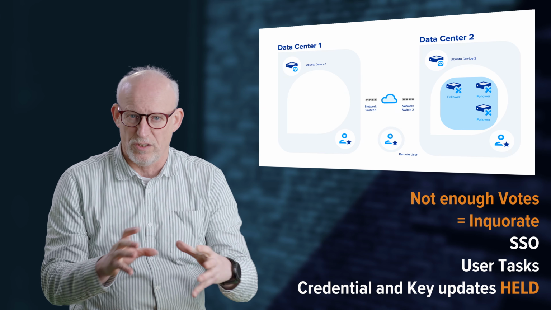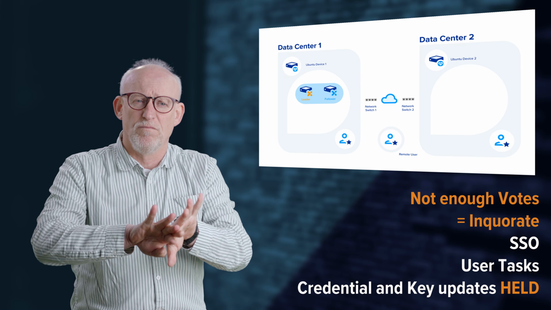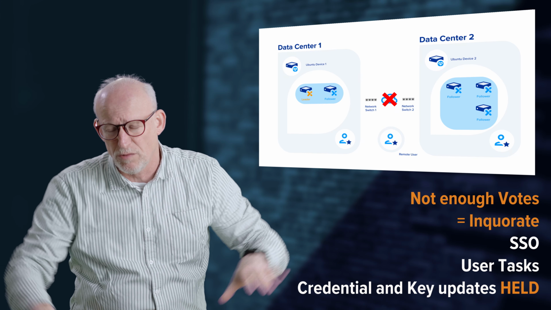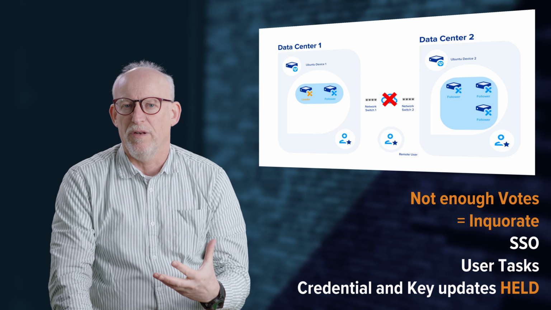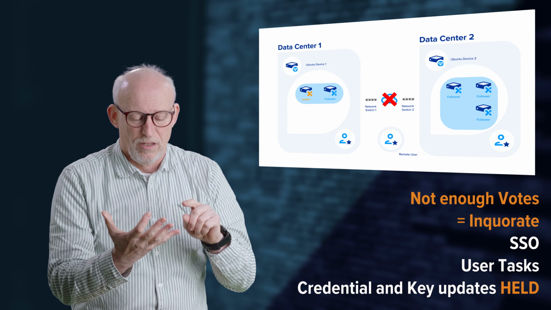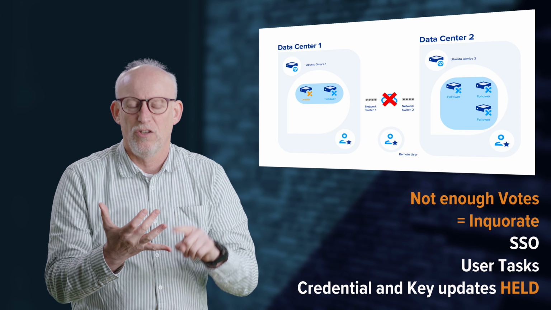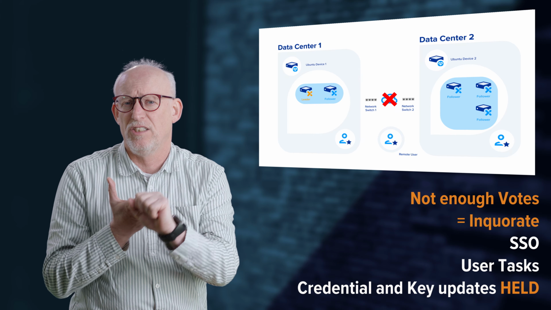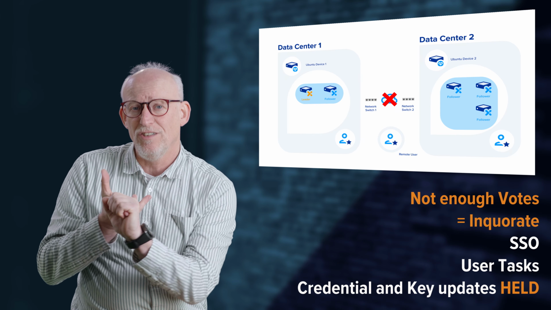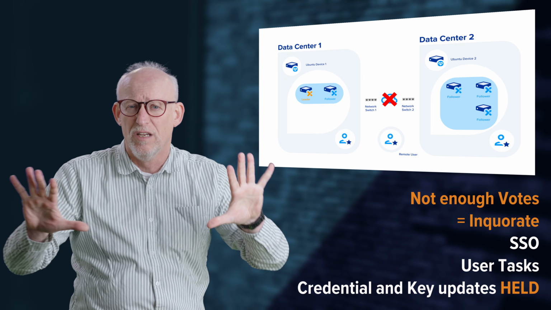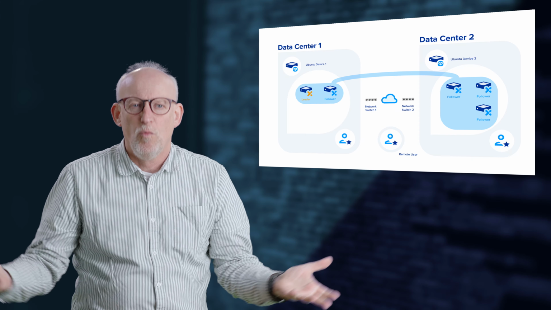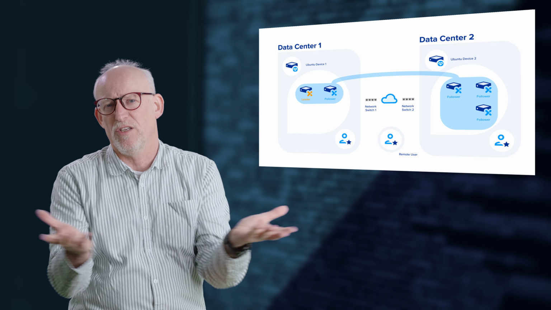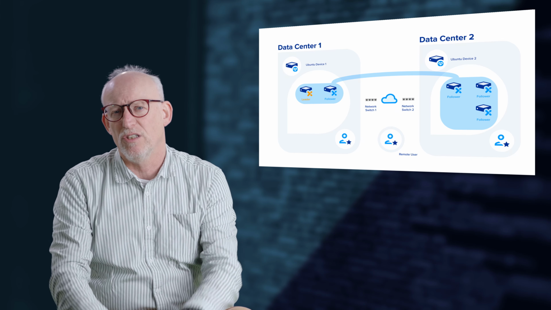If there are not sufficient votes, so for example, you've got your two data centers, you've got your nodes in different data centers, the data centers have got split, what would happen is if there's not enough votes, the SSO continues, the user tasking continues, but the credential management is suspended, because if we let it run, you get inconsistency between the two nodes. And then when you solve the problem, when the network connection comes back up or when the nodes come back up, there's sufficient votes, everything carries on.